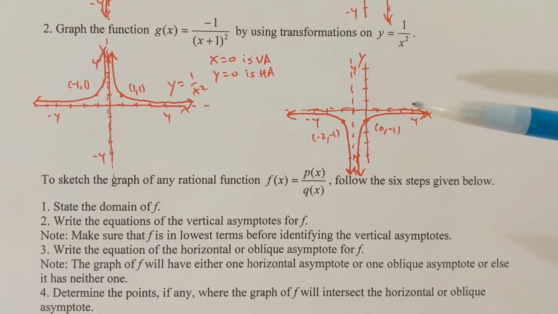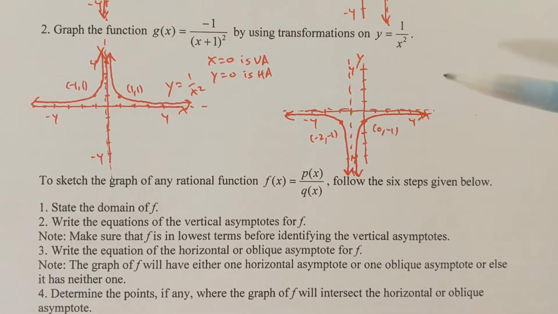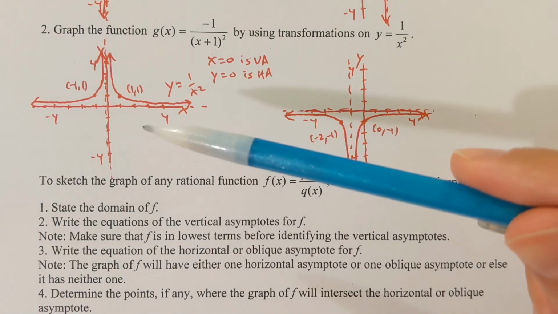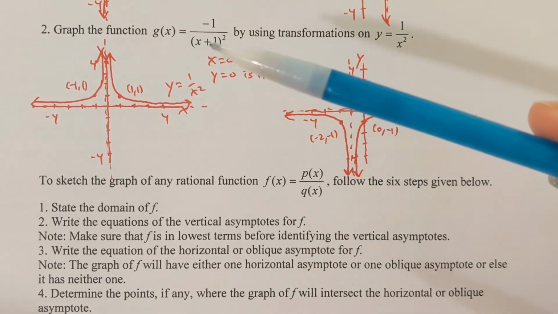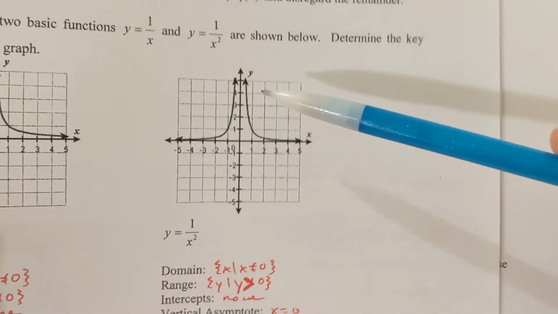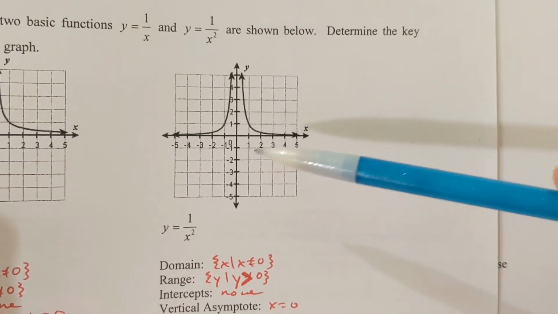Problem 2. Graph the function g of x equals negative 1 divided by x plus 1 squared by using transformations on y equals 1 over x squared. So here's the graph of y equals 1 over x squared that I've already got on the previous page, this graph here.